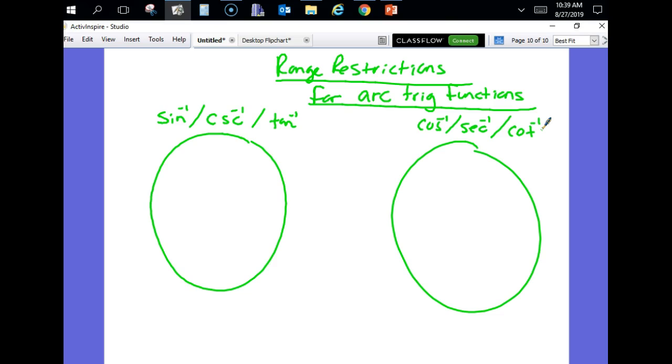I'm going to show you what part of the circle you're allowed to pull answers from for each of these sets. For cosine, arc secant, and arc cotangent, you're only allowed to pull from, drum roll please, answers up there. That's it. You're only allowed to pull answers from the top of your unit circle.